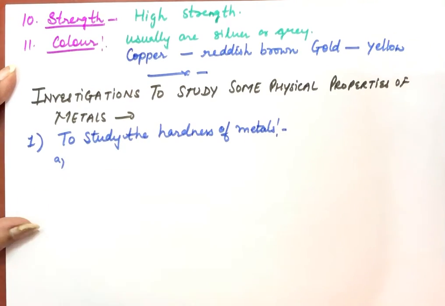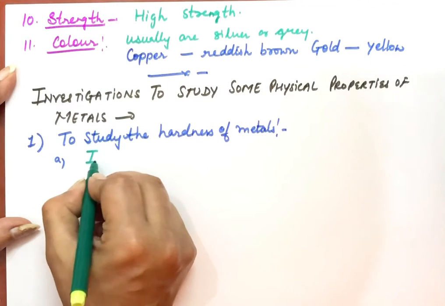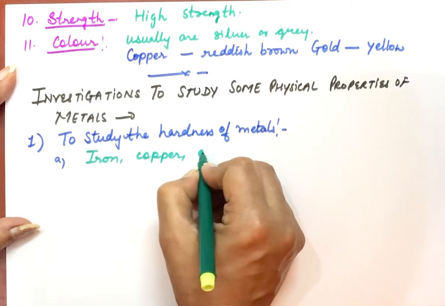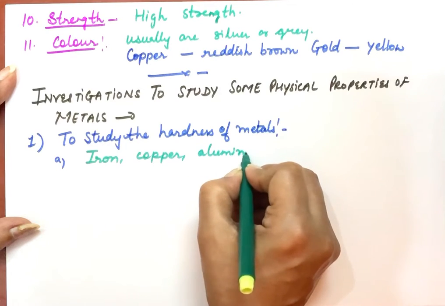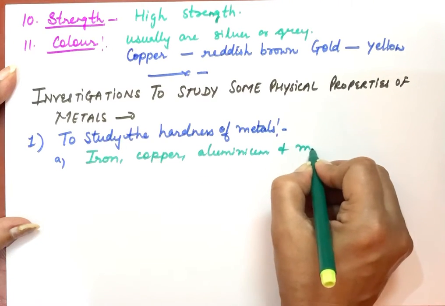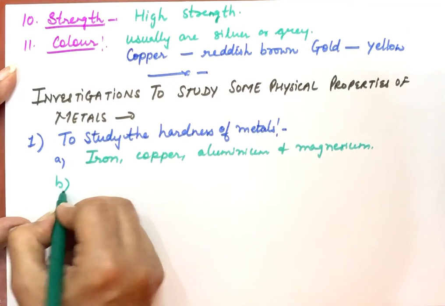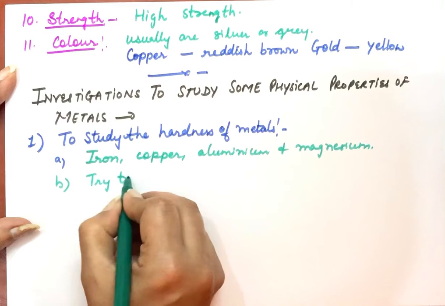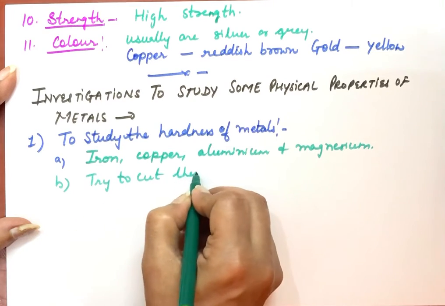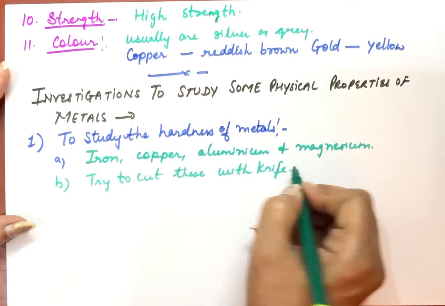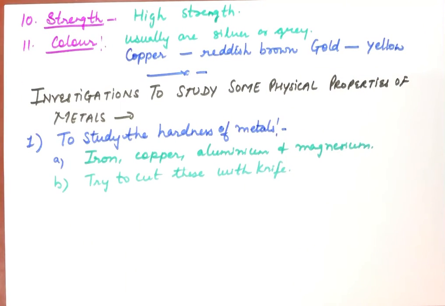For this, what we'll do is take samples of iron, copper, for example, then aluminium we can take, and magnesium metals. So some metal samples we will take, like these we have taken. And now what we'll do is try to cut these with a knife. Is it possible to cut these metals with a knife? No, we cannot cut these metals with a knife because these metals are very, very hard.